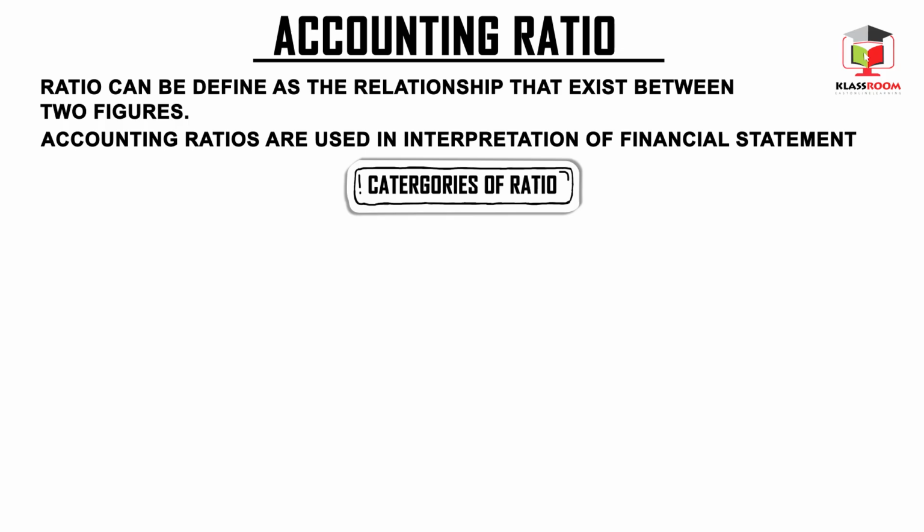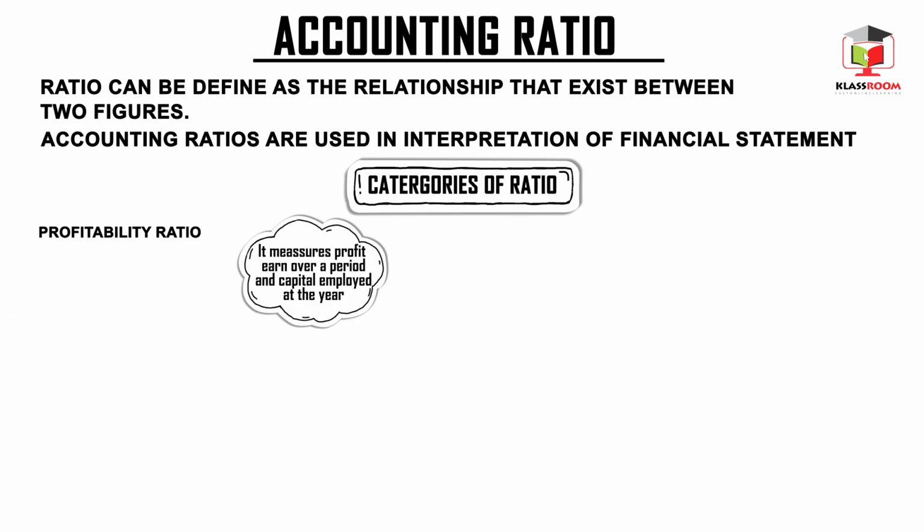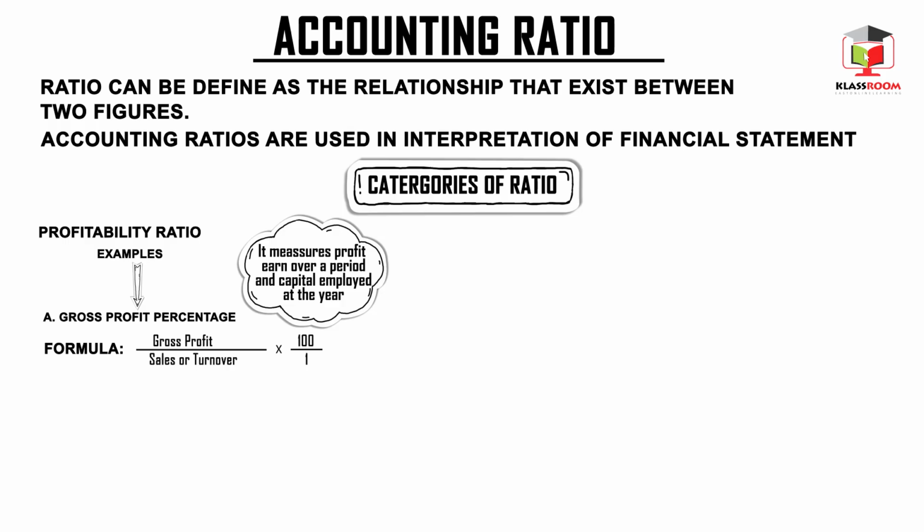1. We have the profitability ratio. It measures profit earned over a period and capital employed at the end of the year. It includes the following examples. A, we have the gross profit percentage. The gross profit percentage can be obtained using this formula: gross profit divided by sales, which at times can be referred to as turnover, times 100/1.